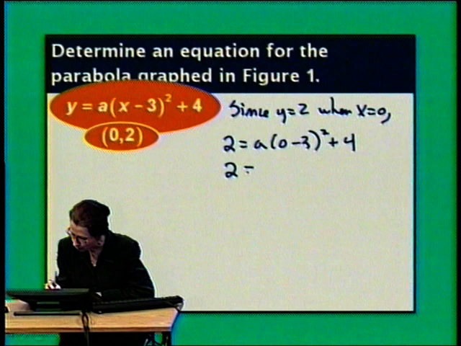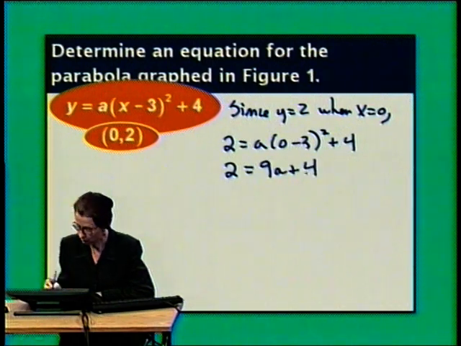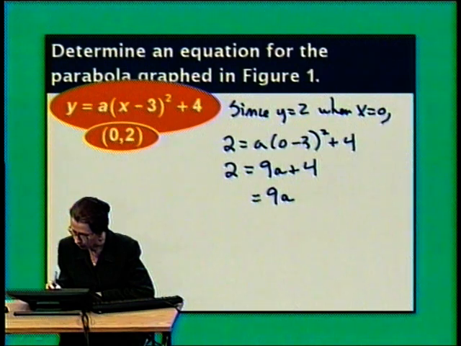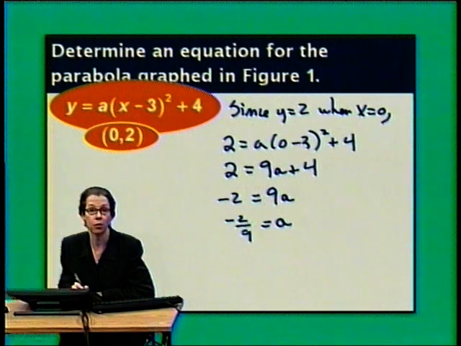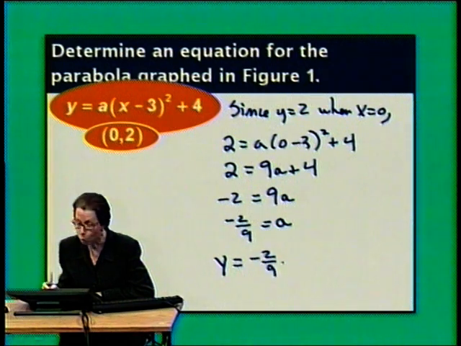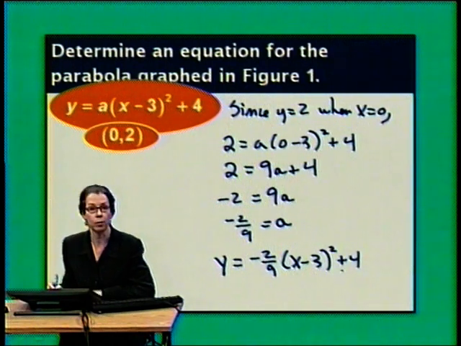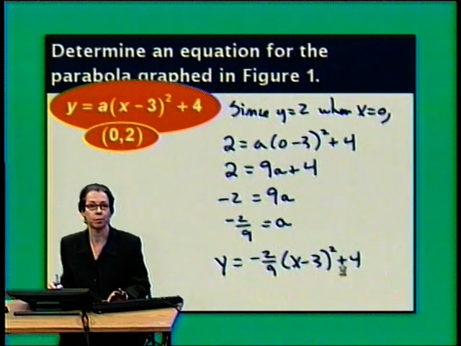So I have 2 equals 9a plus 4. So 9a equals negative 2. So a equals negative 2/9. So it seems that the equation for that parabola could be y equals negative 2/9 times (x minus 3) squared plus 4. But I want to perform a check.